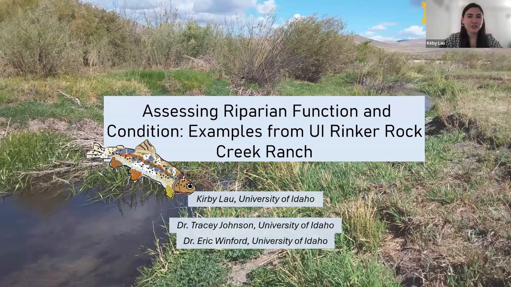Thanks to everyone for joining in on this call today. My name is, as Eric mentioned, Kirby Lau, and I am a riparian research technician at the University of Idaho, where I'm working on a restoration project focusing on assessing stream condition and implementing low-tech riparian restoration at Rinker Rock Creek Ranch. So today we'll talk a little bit about first the degradation of riparian areas and how to assess them. And then we'll touch on a case study showing the results of our 2025 survey and implementation efforts. And then finally, we'll talk about a side project we've been working on regarding the different methods of assessing riparian area status.